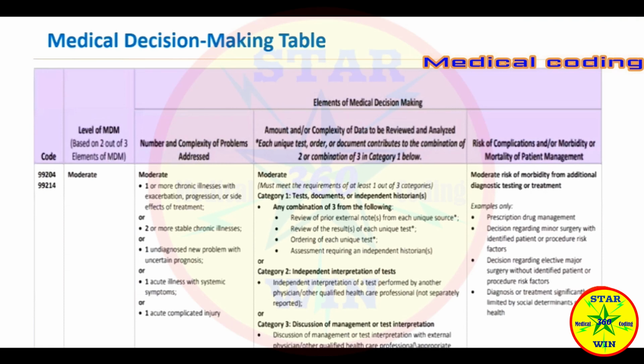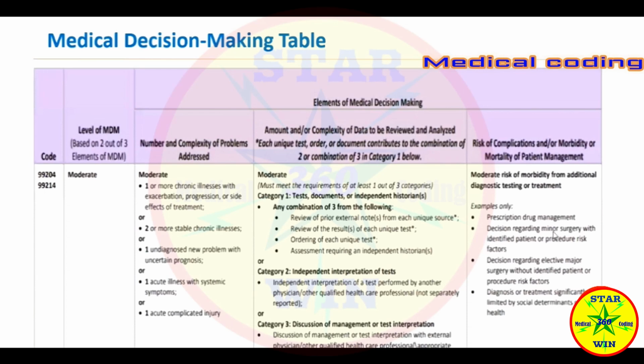So we already discussed what tests, documents, and an independent historian are in earlier slides, and we already discussed independent interpretation of tests, and discussion of management or test interpretation in earlier slides. So any one category is required to consider as moderate under the data table.